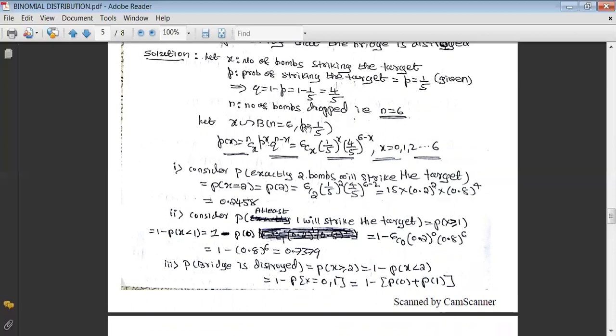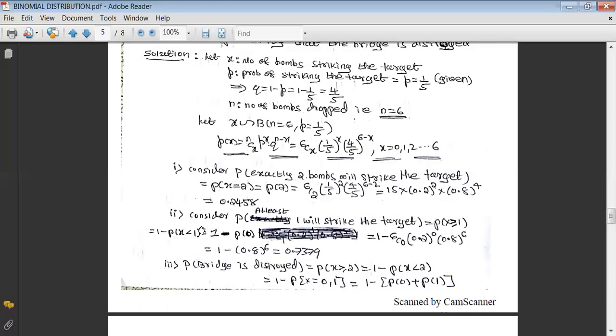In the probability function we have written above, wherever x is there, we have to replace that x by 2. That gives you 6C2, 1 by 5 raised to 2, 4 by 5 raised to 6 minus 2. 6C2 is 15, 1 by 5 means 0.2 raised to 2, 4 by 5 means 0.8, and 6 minus 2 is 4. Once you do the calculation, we get the value 0.2458. That's the first one.